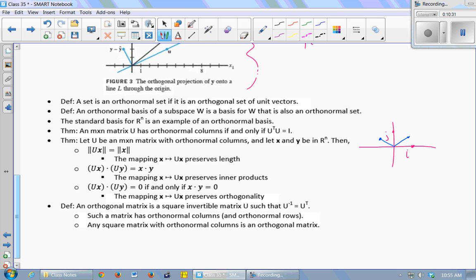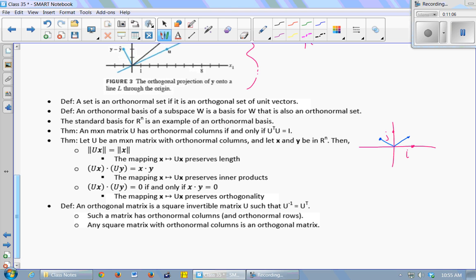Now we have a theorem about matrices that have orthonormal columns. If you have a matrix U that has orthonormal columns and x and y are vectors in Rn, then the length of Ux equals the length of x. What that says is that the mapping x goes to Ux preserves length. So the length of the input vector equals the length of the output vector. And Ux dotted with Uy is the same as x dot y, and that says that the mapping preserves inner products. The dot product of the inputs is equal to the dot product of the outputs.